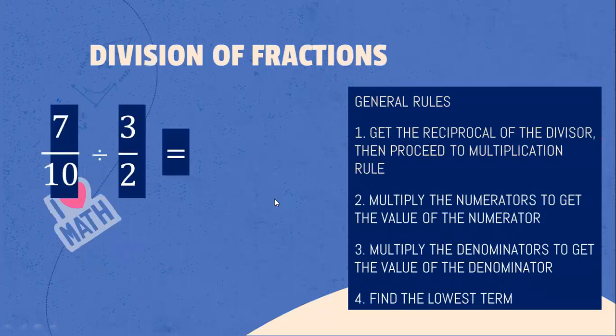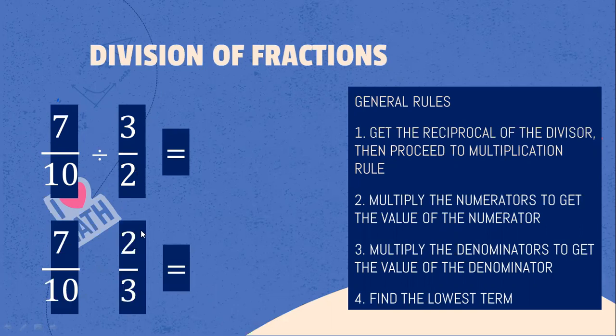Let's have another example: 7/10 divided by 3/2. Our first rule is to get the reciprocal of the divisor. The reciprocal of 3/2 is, very good, 2/3. The numerator will become the denominator and the denominator will become the numerator. The reciprocal of 3/2 is 2/3. Then we proceed to the multiplication rule.